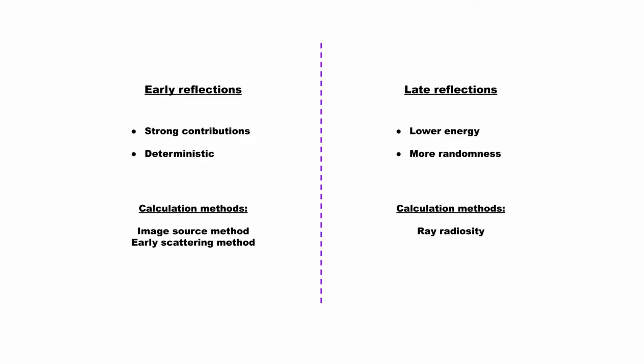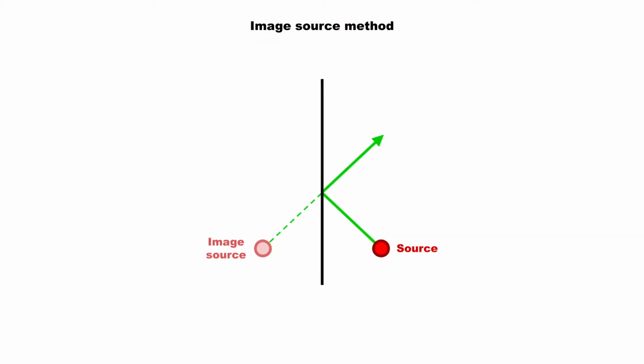The distinction of early versus late reflections in ODEON applies specifically when using point sources. For specular early reflections, ODEON uses the image source method. An image source is a representation of specular reflection using a mirror image of the source relative to the reflection surface. Diagrams throughout this video will be two-dimensional. But keep in mind that these represent three-dimensional phenomena.